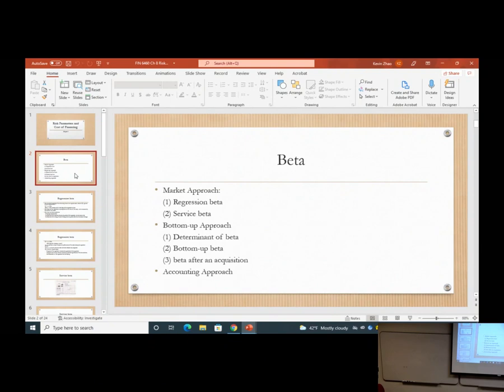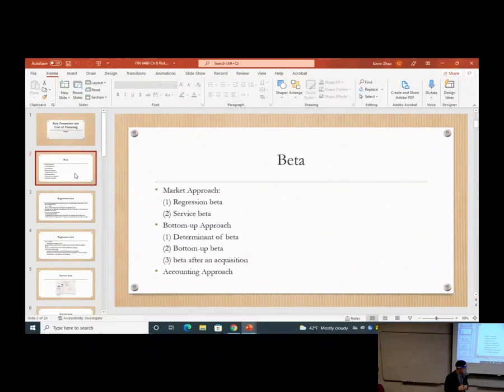And for beta, we have three tools to do our best estimation. Nowadays, most people rely on the first one, regression beta, by using a market model. But somehow you will find this beta estimation is no good, and I'm going to tell you why. In addition to regression beta, as a professional, you want to look at service beta.